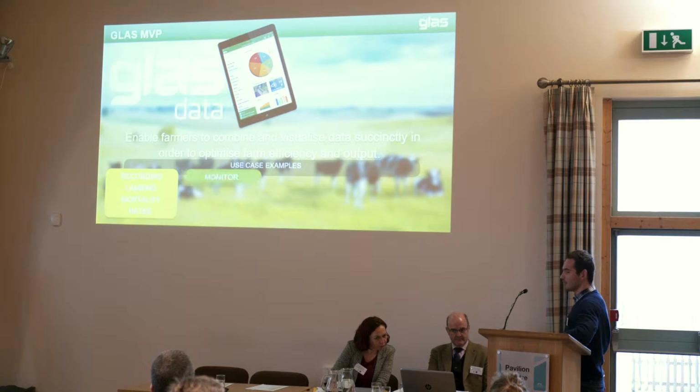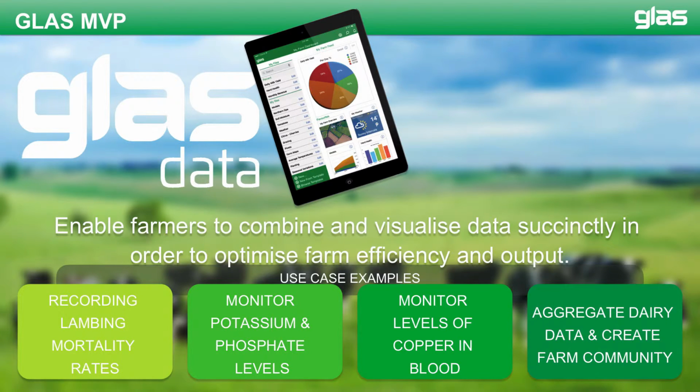We've been speaking to people as well about things that they currently are recording and what they'd like to record in the future. And again, we've come across a wide array of different things, from lambing mortality rates. We came across a guy who wanted to correlate levels of copper in his cattle's blood to fertility rates. And also, we've been speaking to a few dairy processors who want to aggregate data from quite a few different areas, including the National Milk Laboratory.